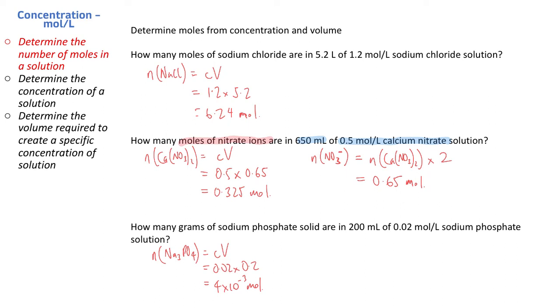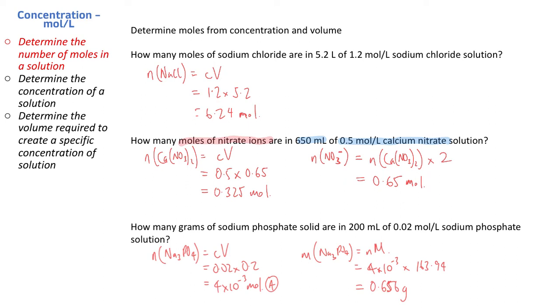Okay, then I need to work out the mass of that sodium phosphate, which will be equal to n times big M, which will be equal to 4 times 10 to the negative 3, which I will save as A on my calculator, because I'm going to have to multiply it by the molar mass of sodium phosphate. So that's 3 times 22.99 plus phosphate, which is 30.97 plus 4 oxygens, 4 times 16, which happens to be 163.94, which will be equal to, times that by A, 0.65656 grams. Okay, so that's that one there.